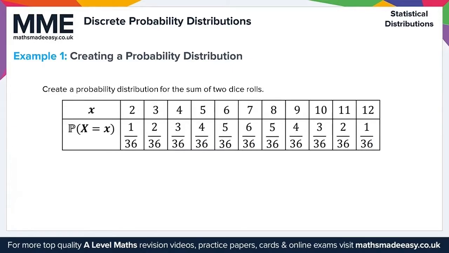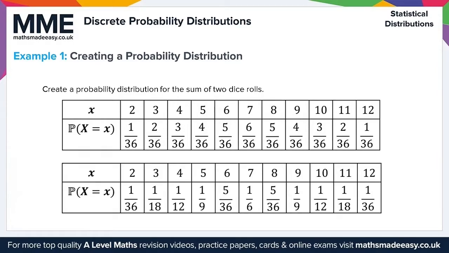Now, what we want to do just to finish here is simplify this distribution. Once we've done that, we've obtained our probability distribution for the sum of two dice rolls. So after simplifying, we obtain our final solution that looks like this.